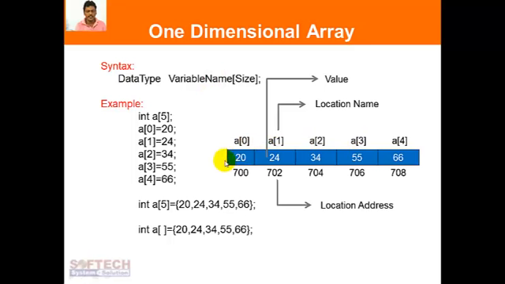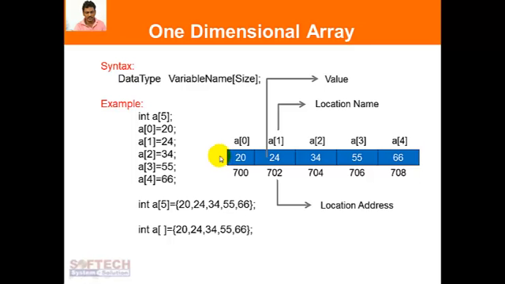Each and every variable is addressed by the operating system. At the time of compilation, it requests memory for the variables. Based on the memory availability, the operating system will allocate the memory by the help of addresses only.